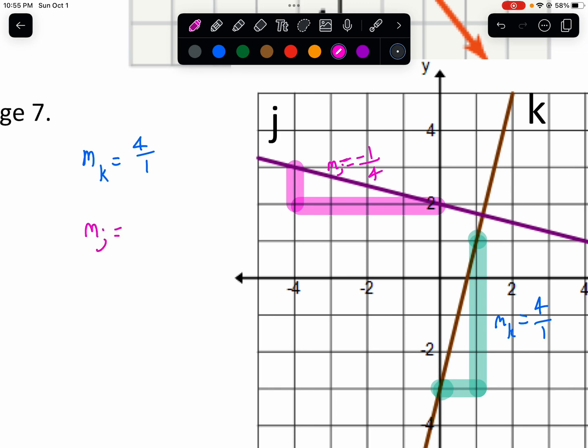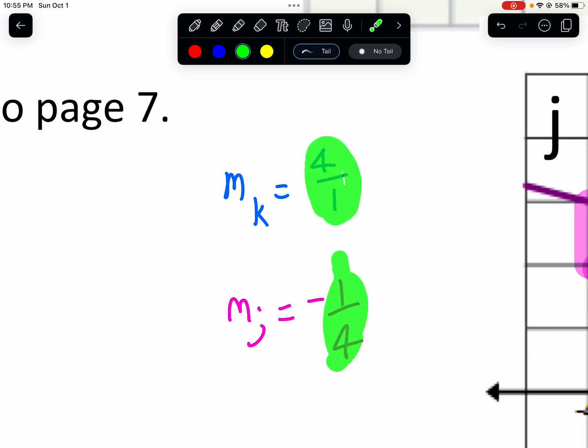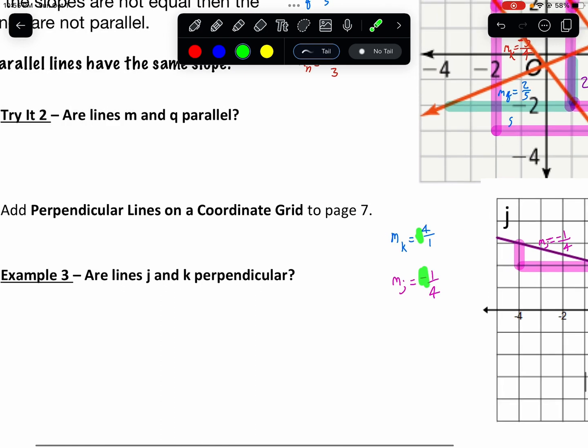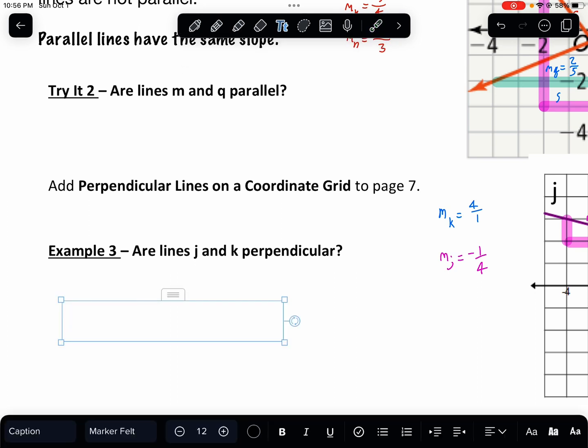M of J is equal to -1/4. Now, you might notice something about those two slopes. First, the two slopes have the same numbers. That's pretty nice. Secondly, the slopes look like they flipped. The 4 was on top, now it's on bottom. The 1 was on top, now it's on bottom. Okay, so they look like they flipped. And then finally, one's positive, one's negative. Well, that's pretty interesting. That leads us to our simple statement about parallel or perpendicular lines. And we're going to write it down right now.